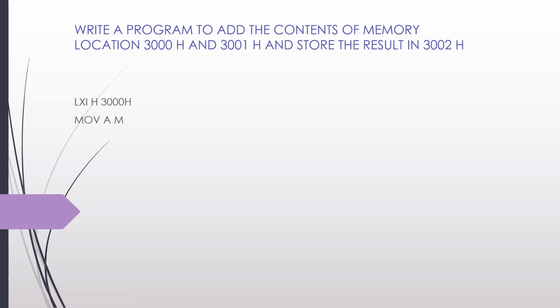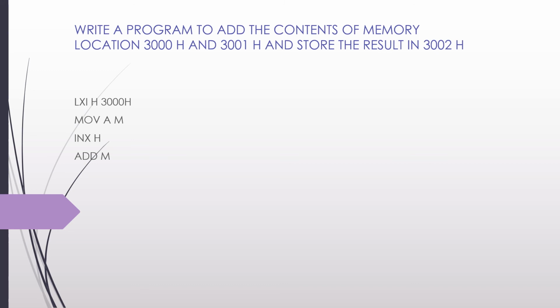Whatever is there in memory, shift it to accumulator. Whatever is there in accumulator, you need to add it to the next memory location. So for that reason, you have to go to the next memory location. So the instruction is INX H, increment HL pair, and then ADD M. That's it. Now after addition, where is the result? The result is there in accumulator. That result you need to store to 3002. So how do you put it into 3002?